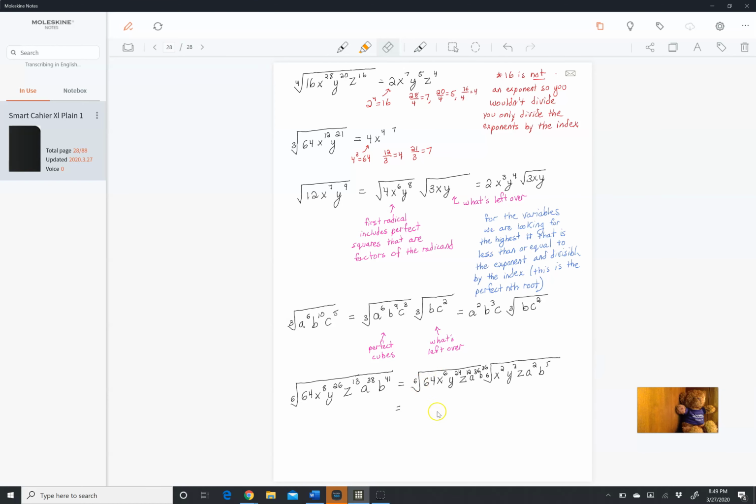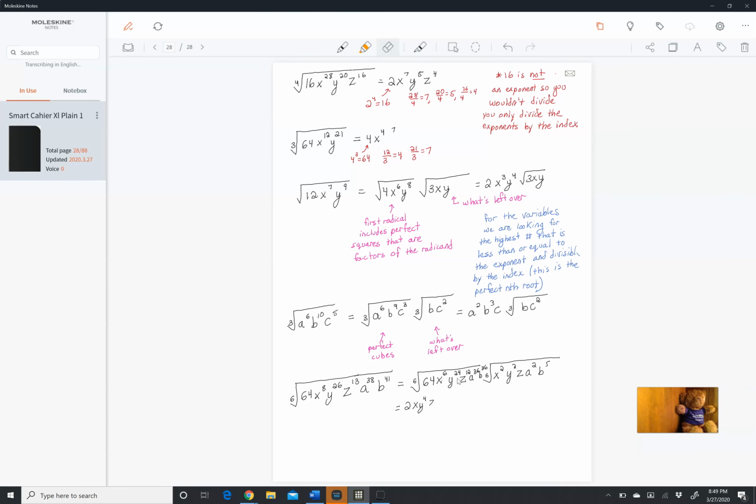So now we can simplify this first one. We only have to simplify the first one. The second one is just going to be what it is. So 64 to the 1/6 is 2. This is just going to be an x because 6 divided by 6 is 1. 24 divided by 6 is 4. So we're going to have a y to the 4th.